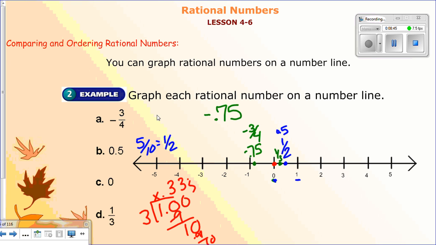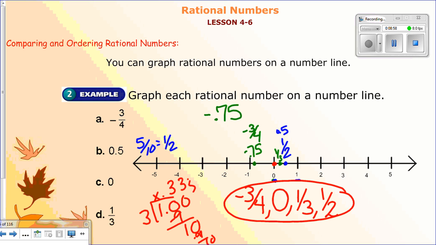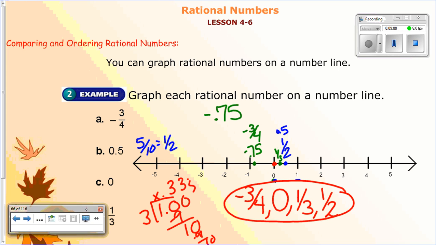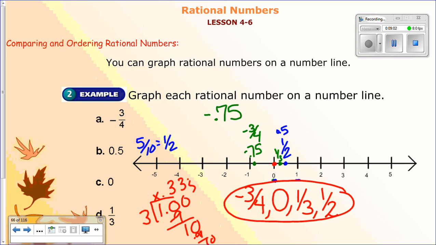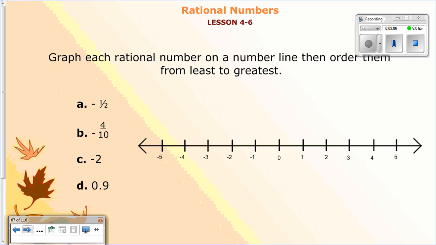So now I can list them. The first one I had, the most negative, is -3/4. Then I land on 0. Then I'm at 1/3. Then I'm at 1/2. There we go. Some of you might be able to just figure out where they go, but other people, like myself, like to switch them to decimals. Do whatever works better for you.